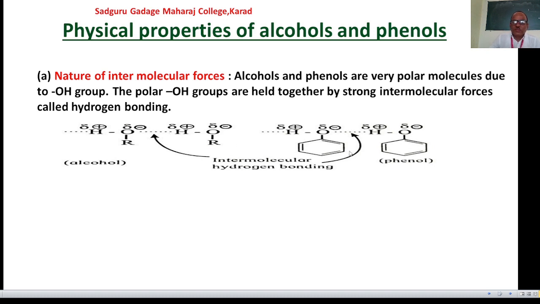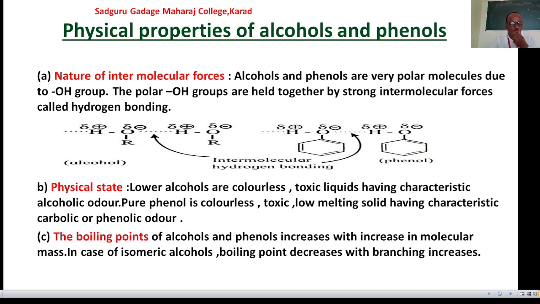Second example, here phenol is taken. This is the oxygen atom with partial negative charge, hydrogen with partial positive charge. The second phenol molecule also has a negative oxygen atom and a positive hydrogen atom. So in between these 2 phenol molecules, the oxygen from the first molecule and the hydrogen from the second molecule form a hydrogen bond. This is a very strong bond, and this type of bonding is called intermolecular hydrogen bonding.